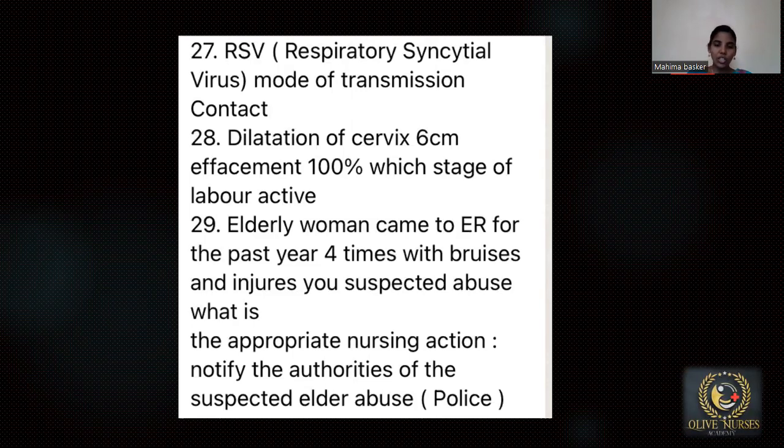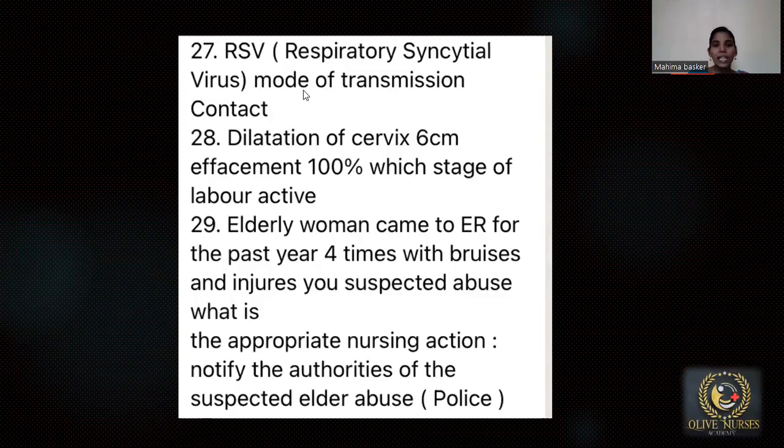Okay. So I will be teaching that one in OBG. So just remember, 100% effacement is the active stage of labor. If they ask you the stage of labor, you should not answer second stage or third stage, because the cervix is only 6 centimeter dilated. Only when the cervix is 10 centimeter dilated does it go to the second stage of labor. Okay, don't confuse. So it is the active stage of labor.